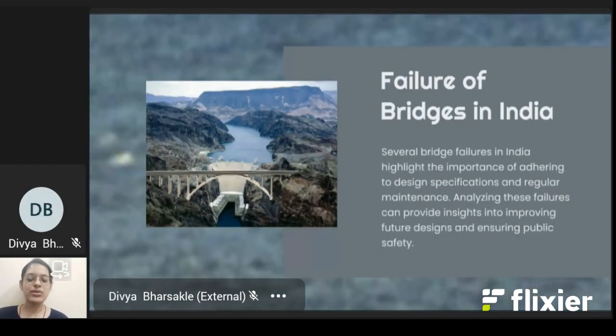Now, I would like to conclude this presentation by stating that there are many failures of bridges in India, which shows and highlights how important it is to follow the design specifications strictly as well as maintain the bridges, mostly in the area of the foundations, where it is most probably high risk to failures, cracks due to water bodies, soil erosion, and etc.